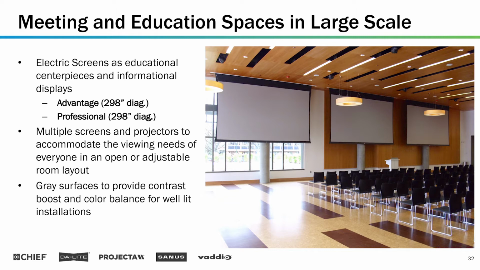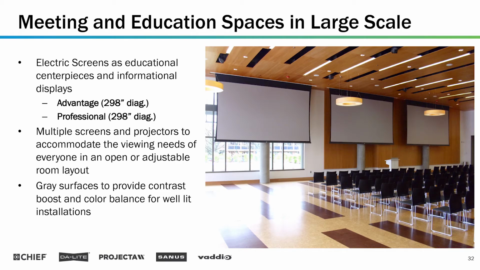Examples of products that really fit that market well are the Advantage and the Professional. The numbers that I'm giving you here are the maximum diagonals that we produce in our catalog. In a lot of cases, we can produce bigger screens than that. But if you look at this room right here, it's a very, very large environment, and one single screen is not going to cut it for them. They need multiple screens in order to do their educational setup.